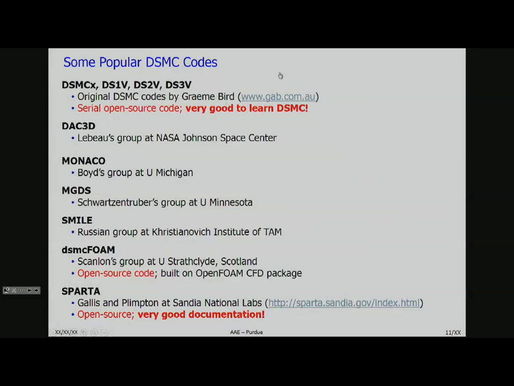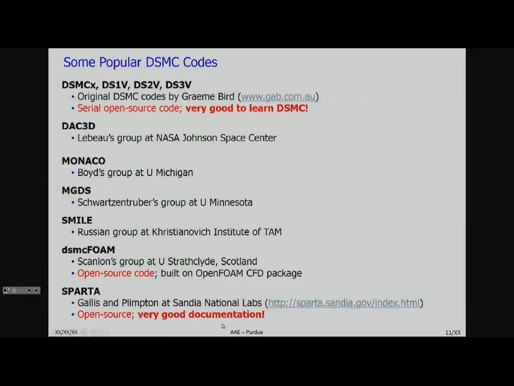It's kind of simple. All his codes are written in Fortran. They're just serial processes. So a good way to learn DSMC is to really dig into his code. The one we'll be using is SPARTA, down here.